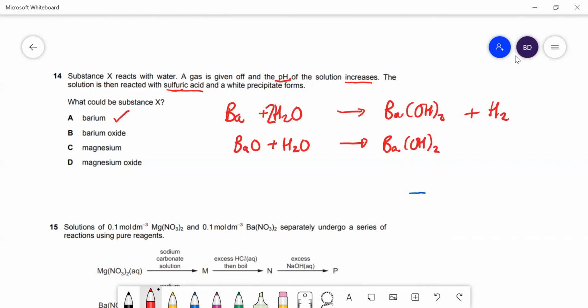Of course, if you add sulfuric acid to barium hydroxide, you will get a precipitate, because you're going to form barium sulfate. Whenever you get barium 2+ ions and sulfate ions in solution together, they will always precipitate out as a white precipitate. So A is our answer there.